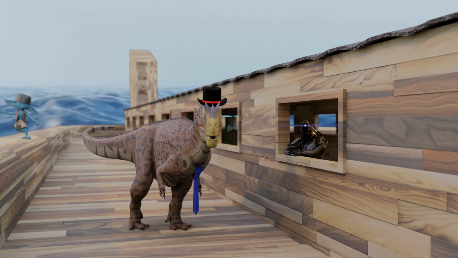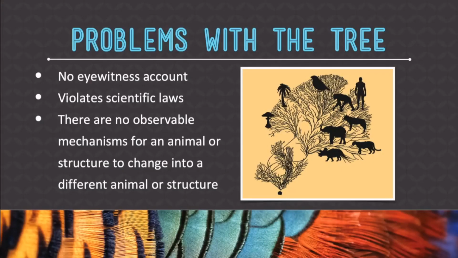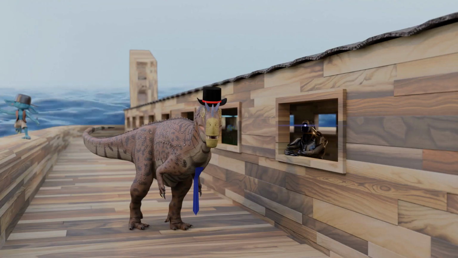And lastly, there are no observable mechanisms for an animal or structure to change into a different animal or structure. This has never been seen or recorded. Well, it's been seen and recorded that animals and their anatomy can change over time through evolution, so unless you're going to be way more specific about what you mean by a different animal or structure, this statement is essentially meaningless.